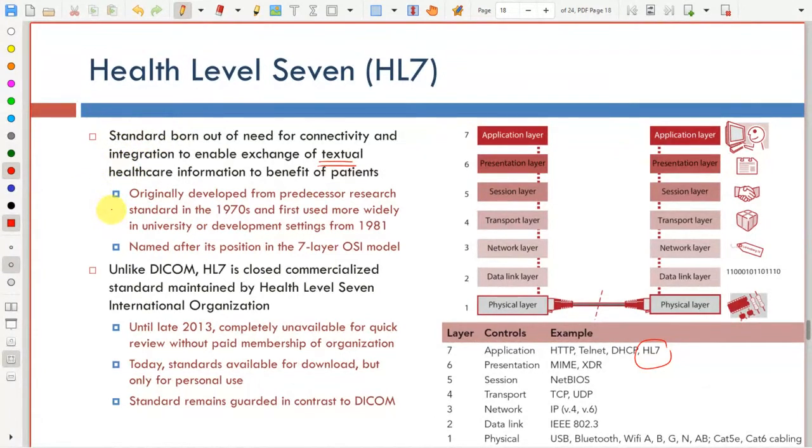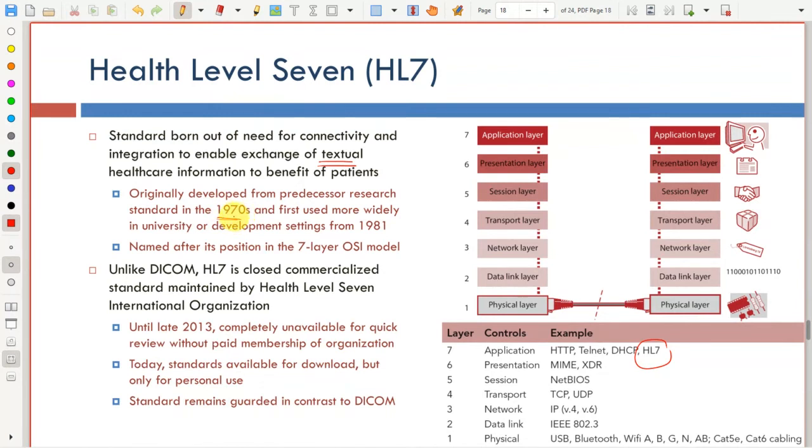Okay, so the original HL7 standard was actually developed by researchers. And it was basically used in universities and things of that sort. And a commercial one was developed out of a predecessor research standard. Okay, so this was as early as the 1970s. It's very different from DICOM because DICOM is related to images, and images at that very early stage were not that common.